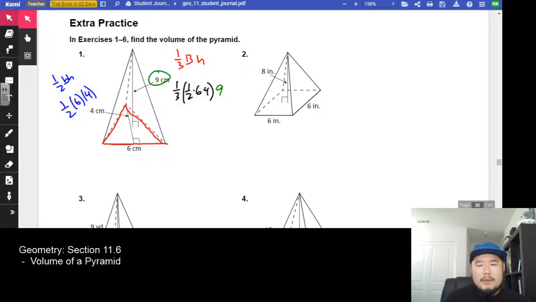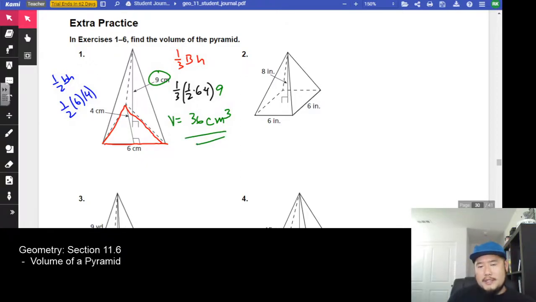Simple as that. Plug things in, solve it out. Remember, because this is multiplication, the order in which you multiply doesn't matter. And when you put it all together right here, we have the volume is equal to 36. And since it is volume, it's going to be centimeters cubed.